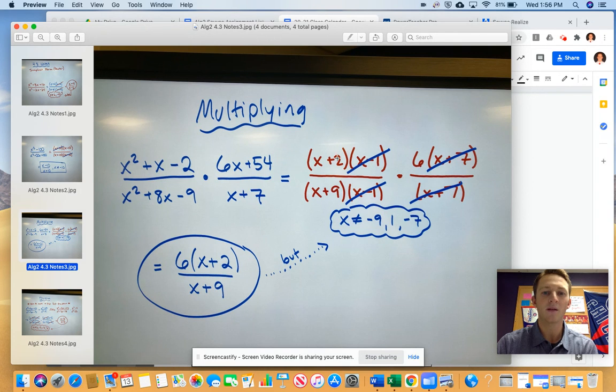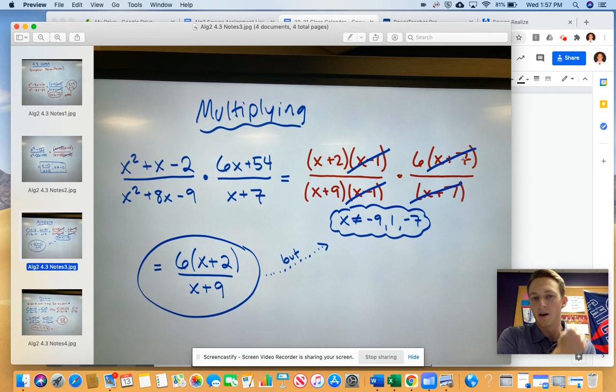Again, 2 times negative 1 is negative 2. 2 minus 1 is positive 1. And then the same goes for the one on the bottom. And the one on the top right, there's not an x in the second term, but they do have 6 in common. So we're going to pull out a 6, and then x plus 7 is left over.